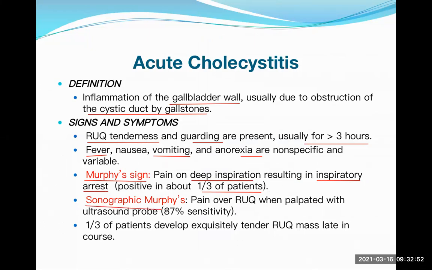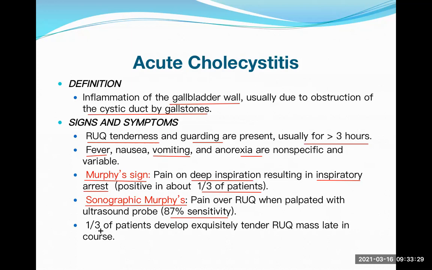Another way of eliciting this is sonographic Murphy's with the help of ultrasound probe. When the doctor is doing ultrasonography there, they can press exactly at that gallbladder area with ultrasound probe and ask the patient to take deep breathing. Our patient is doing that actually. So patient shows wincing feature on the face, means they are having pain. So it has a very good amount of sensitivity, almost 87% sensitive. So this is a good test to do during ultrasonographic examination.